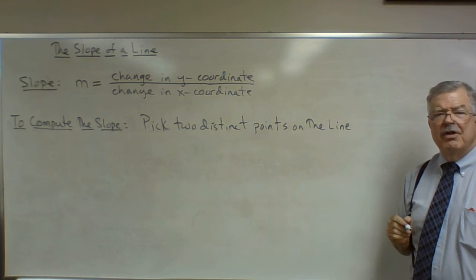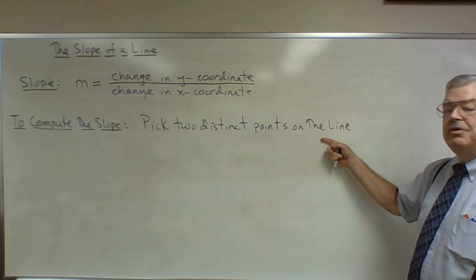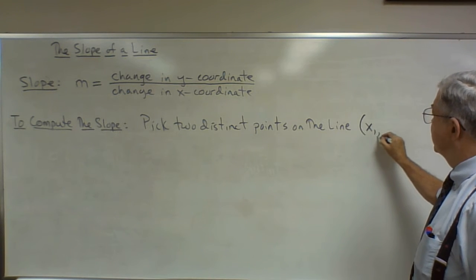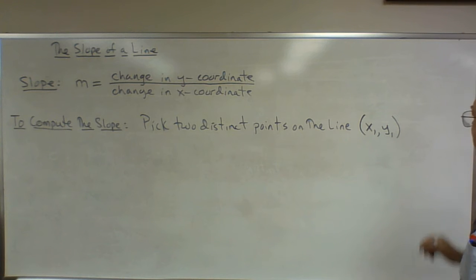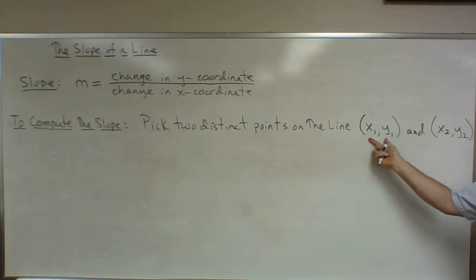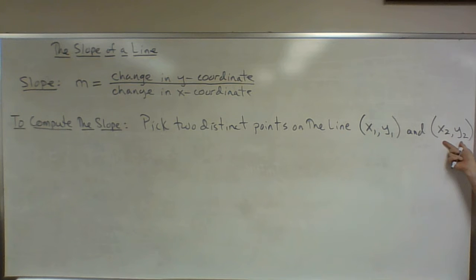To compute the slope, generally speaking, we have to pick two distinct points on the line. And we'll call the first point x1, y1. And we'll call the second point x2, y2. x1 and y1 are the coordinates of the first point that we picked. x2 and y2 are the coordinates of the second point that we picked.